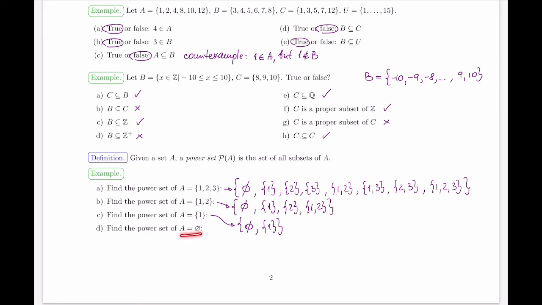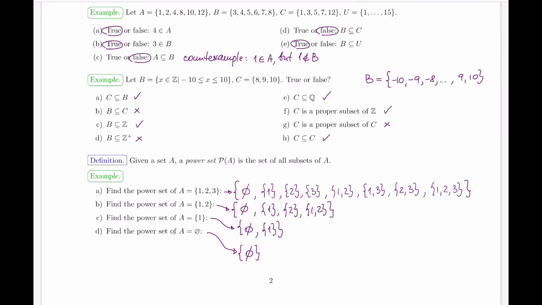What about the power set of the empty set? What are the potential subsets of the empty set? Well, the empty set only has one subset, and that is itself. So this is only going to have one subset, itself, but because I am writing a power set, I have to include it within its own brackets. So the power set of the empty set is a set containing the empty set.